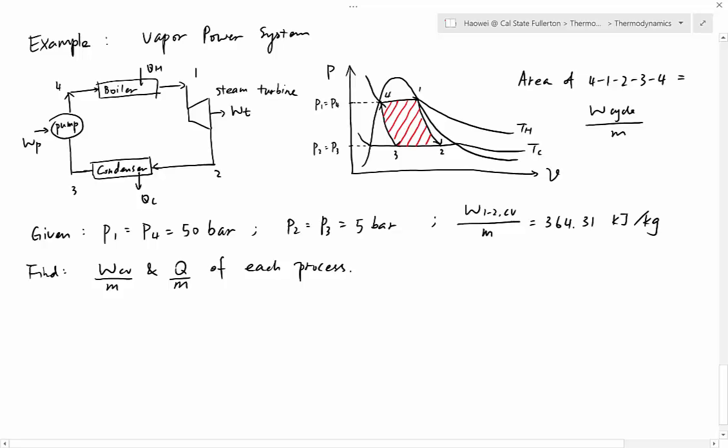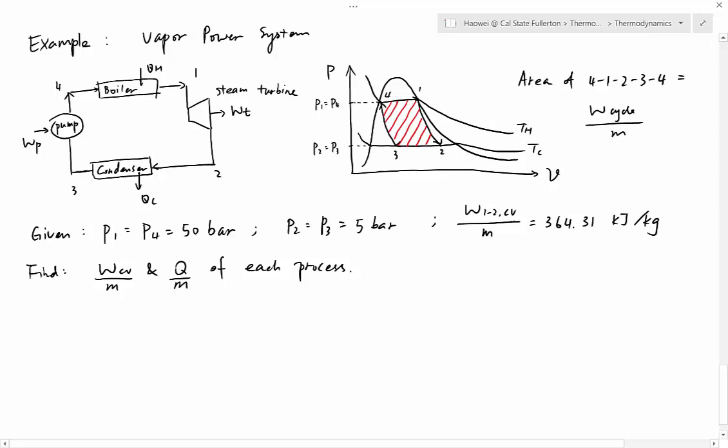W122 control volume work per unit mass is equal to 364.31 kilojoule per kilogram. It must be positive because we know 122 is the steam turbine, which generates work. Generating work means the work must be positive. What we're looking for is WCV per unit mass and the Q per unit mass of each process. We need to find those two for 421, 122, 223, and 324 separately.